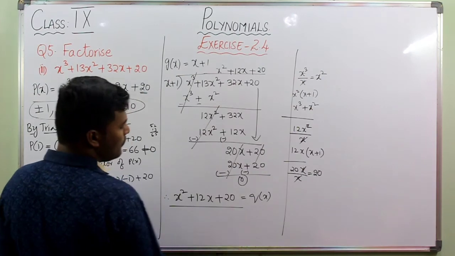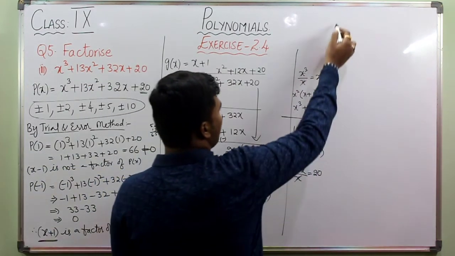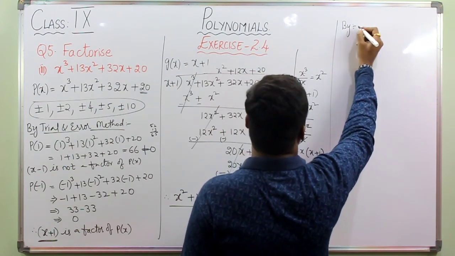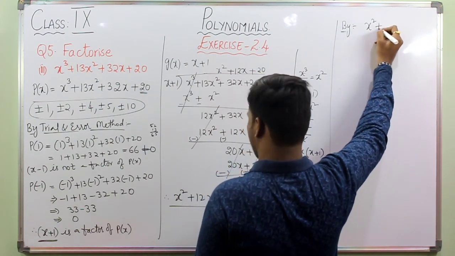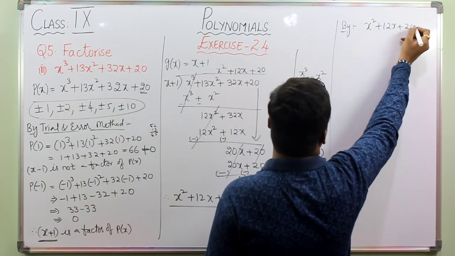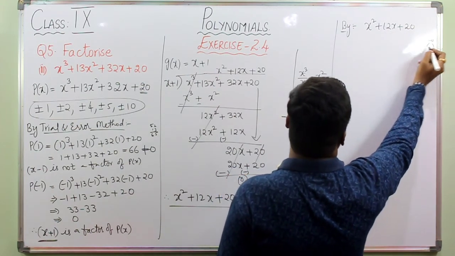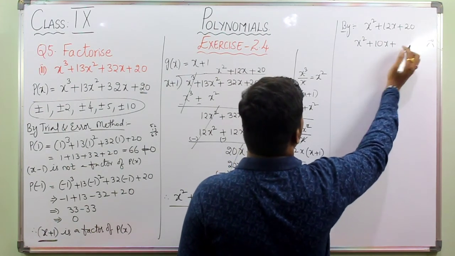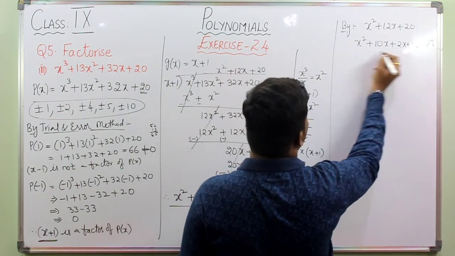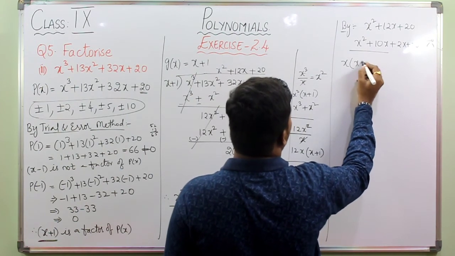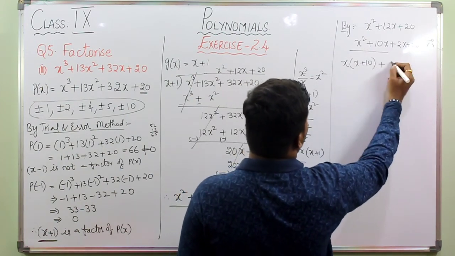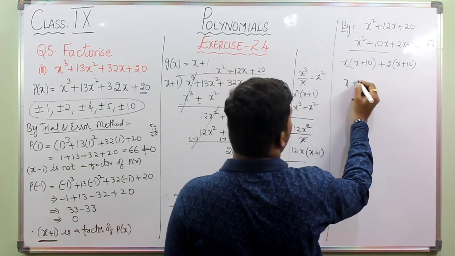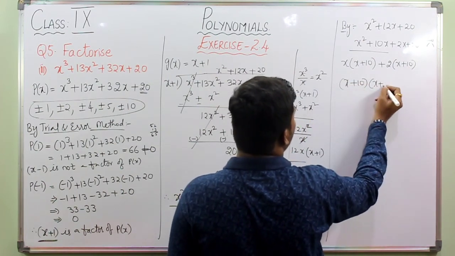Now we have to split the middle term of this, right? That is, by splitting the middle term, x square plus 12x plus 20. So 20's factors are 10 twos. So I can write it as x square plus 10x plus 2x plus 20. I'll take x common here, I'll be having x plus 10. If I take 2 common here, again x plus 10. So I'm left with x plus 10 into x plus 2.